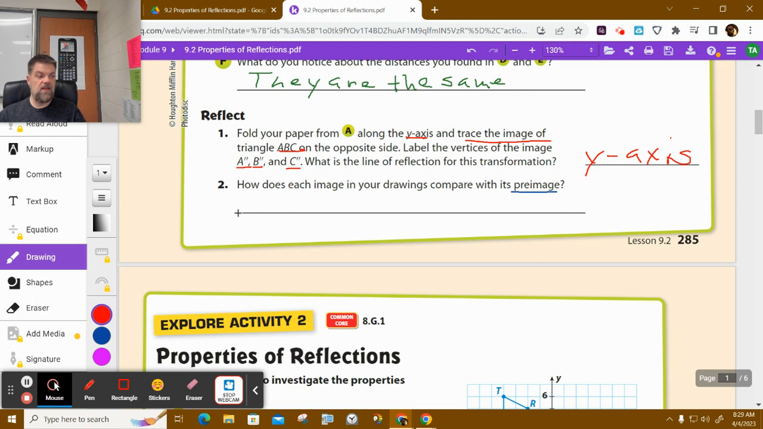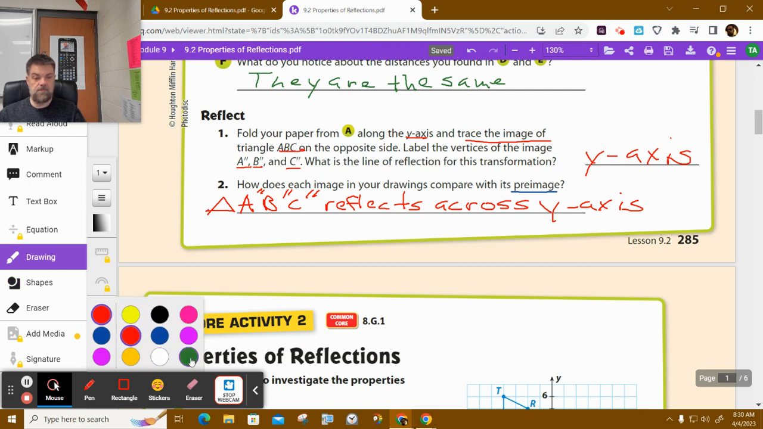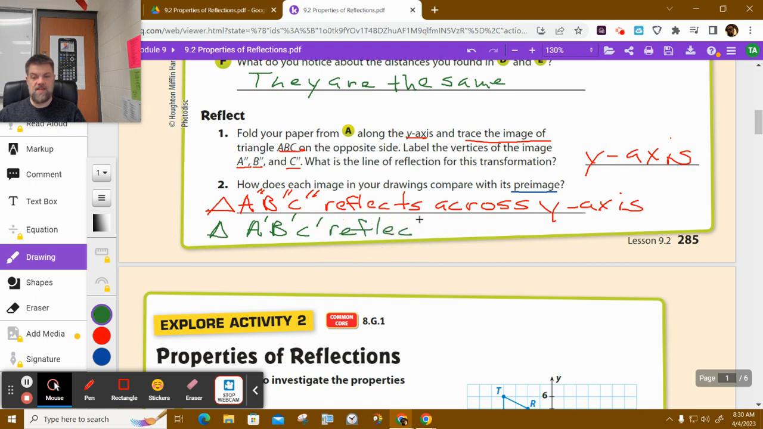Well, triangle. Oh, draw the triangle there. Triangle A prime, B prime, C prime reflects. Well, let's do the double prime because I'm going to match it to the thing. Reflects across the y-axis. And then triangle A prime. Now make sure you get your primes right. B prime, C prime reflects across what? The x-axis. That's it. That's all we're doing.